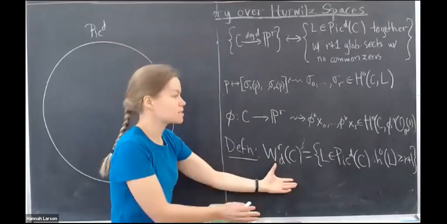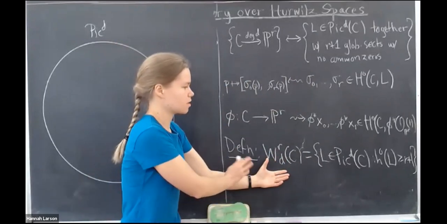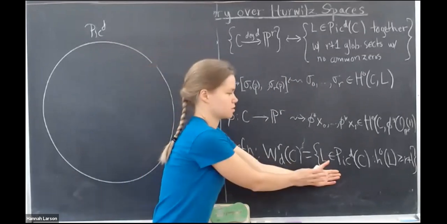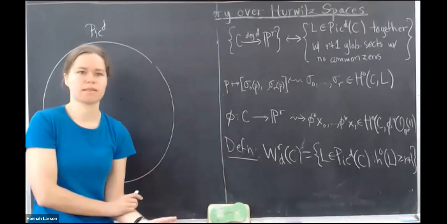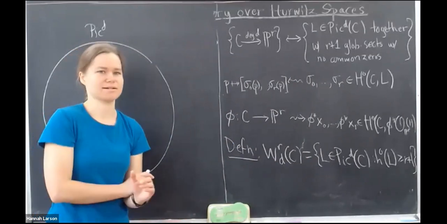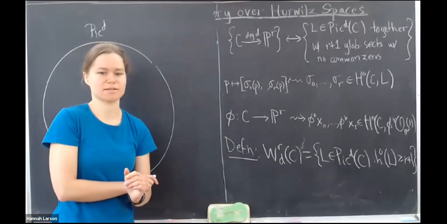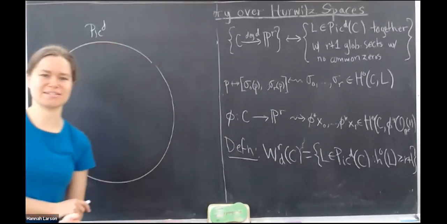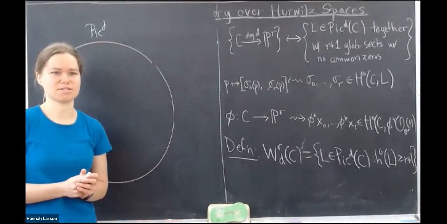But for the purposes of what I'm going to be saying in this talk, I'm really interested primarily in W^r_d, which is just the space of line bundles. Does that answer the question, perhaps? Okay, I'll continue, but please do ask questions in the chat.